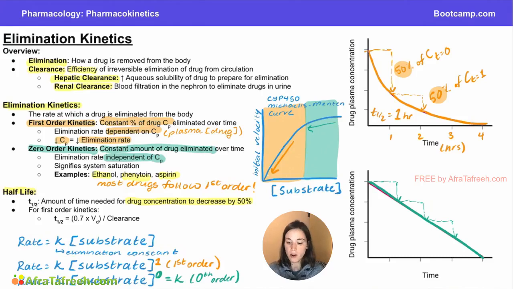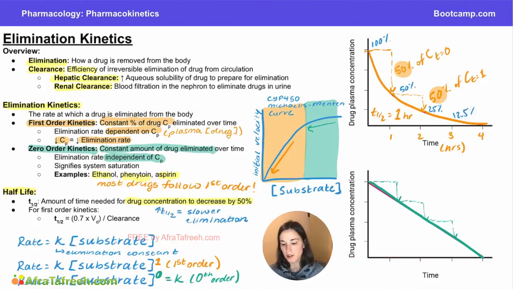So at time equals 0, we have 100% of our initial drug concentration. At time equals 1 hour, we have 50% of our initial drug concentration. At time equals 2 hours, we're going to have 50% of the drug concentration we had 1 hour ago. So that's going to be 25%. At 3 hours, we're going to be at 12.5%, and so on. The longer the half-life of the drug, the longer it takes for the drug to be eliminated.